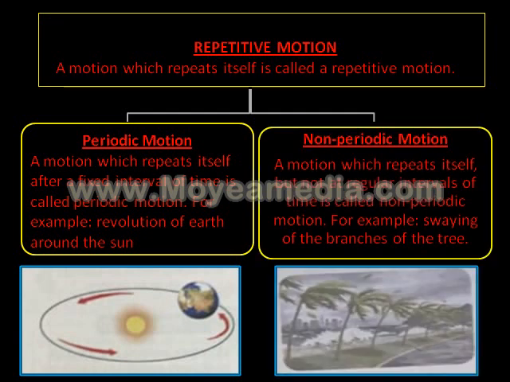The next type of repetitive motion is non-periodic motion. That is the opposite of periodic. That is, for non-periodic motion, the time is not fixed for repetition. It does not repeat at regular intervals. It can repeat any time. For example, swaying of the branches of a tree. The branches of the trees can sway at any time. There is no fixed time that they will sway after this much time. They can sway anytime. This is non-periodic motion.